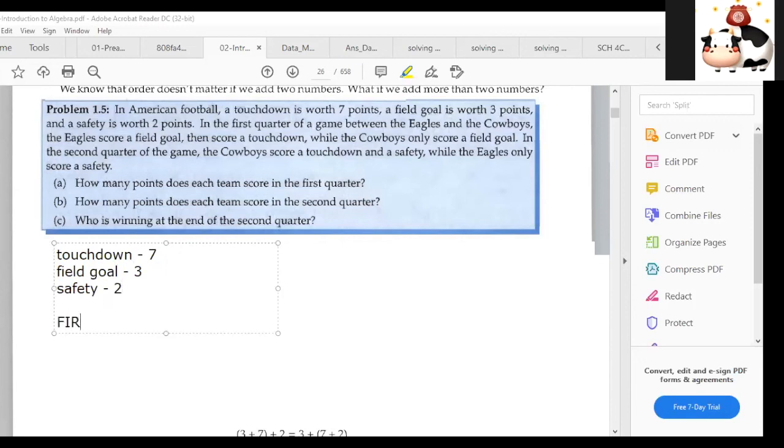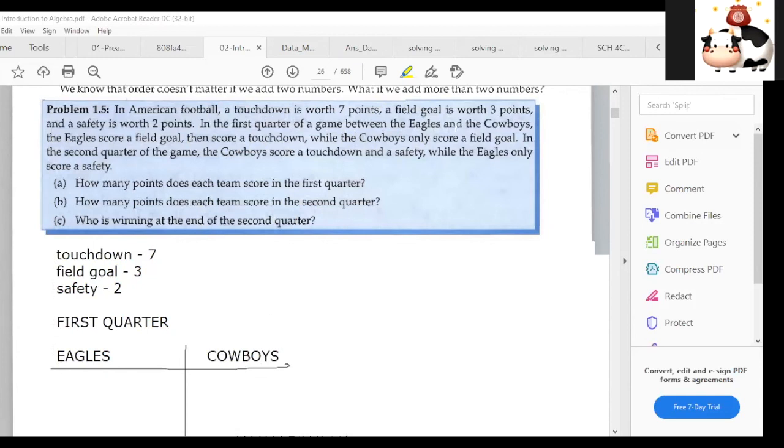Now, first quarter of a game, the first part of a game between the Eagles and the Cowboys. The Eagles, and then the Cowboys. I'm gonna handwrite the rest, okay? Uh-oh, there's something that I forgot to hide over here. Don't look at that, okay? There we go.